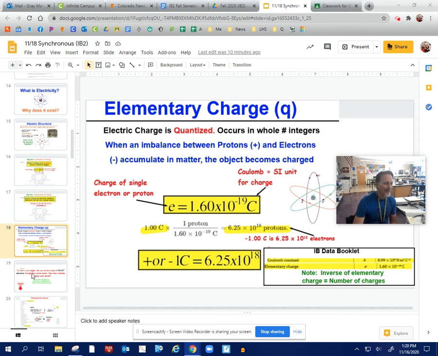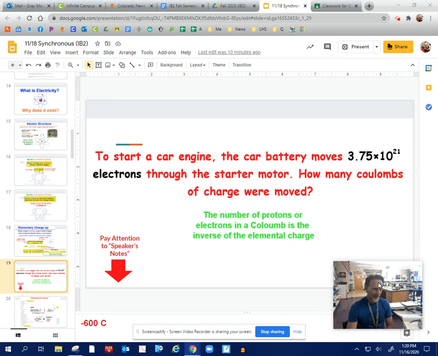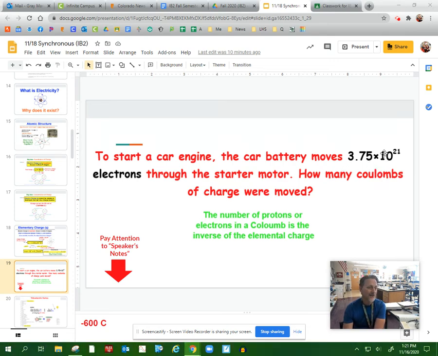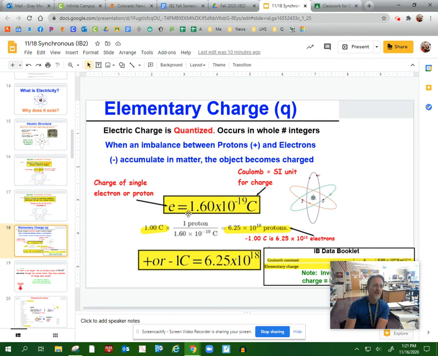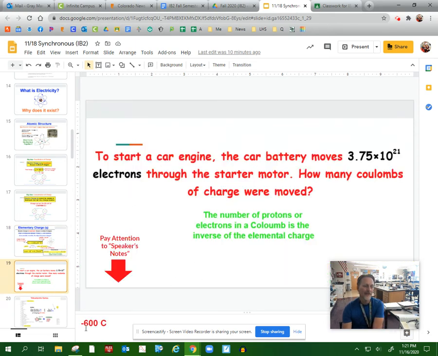Okay. All right. So here's a question for you to think about. I've got the answer down on the bottom here, but you want to work this out. If you had a car engine and the battery was moving 3.75 times 10 to the 21 electrons through the starter rotor, how many coulombs of charge were moved? You're just going to look at that relationship we just looked at on the previous page, the charge per single particle, and the number in 1 coulomb. I want you to play with that idea, with the goal of getting to -600 coulombs. So you can see how that relationship works between particles, elementary charge, and the total number of coulombs.